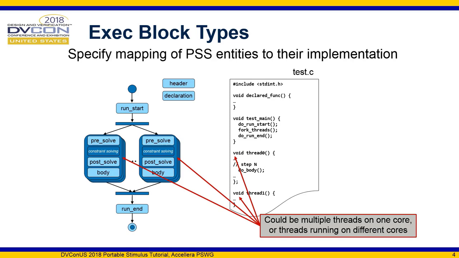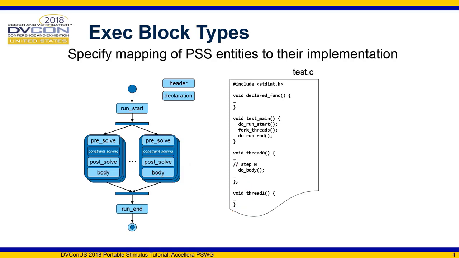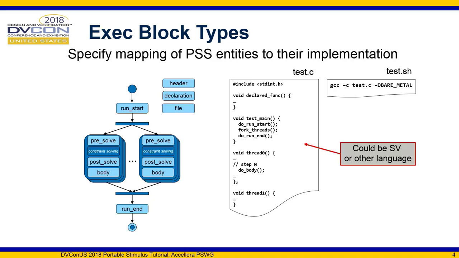Now, on my slide, I show a C test, but this may well be a UVM test. It may be any language you want it to be, whatever language your test bench needs. The point is we have the structure for understanding what needs to happen at the beginning and the end, and then what has to happen at each step in a test. And then finally, we have one more exec block type called a file exec block. This gives us an opportunity to have the portable stimulus model kick out a secondary file, maybe a shell script or a makefile or some other batch file that you use for your execution system. So there are multiple ways of generating outputs.